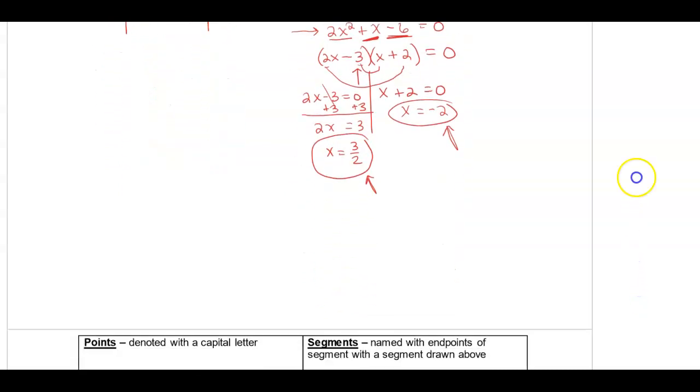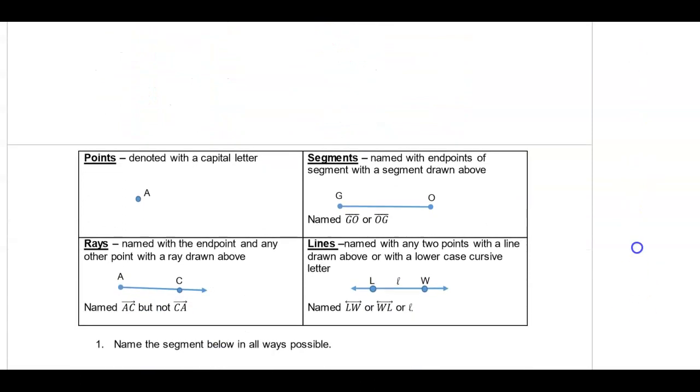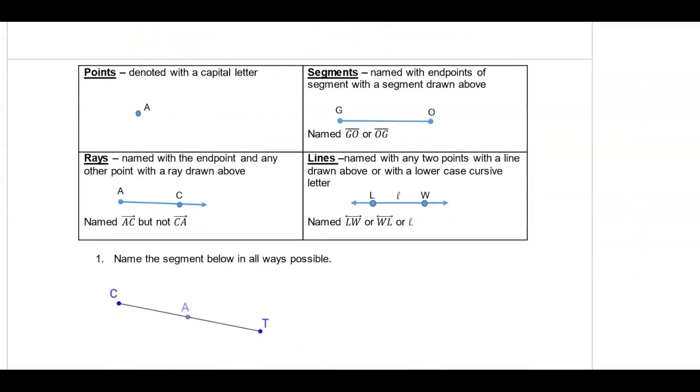For now, though, we're going to look at the main topic of this section, and that is the notation of points, segments, rays, and lines. The points are always denoted with a capital letter, like this one here, A. Segments have an end to them, so they have like a start point and they have an end point. So you see a capital G marks this point and a capital O marks that point, and you would write segment GO or segment OG.